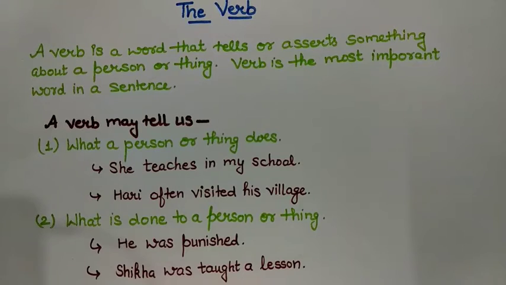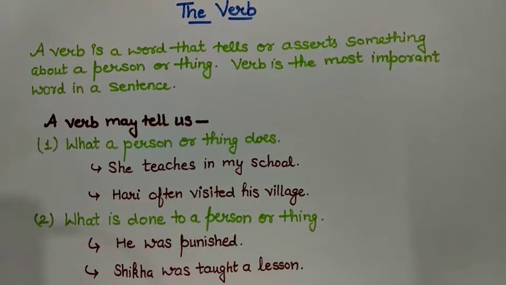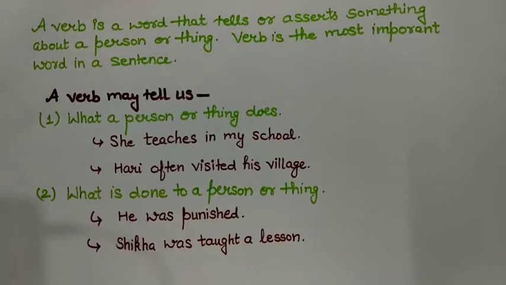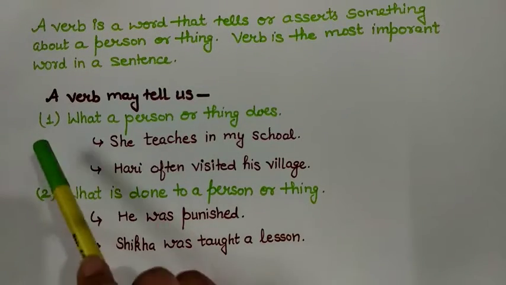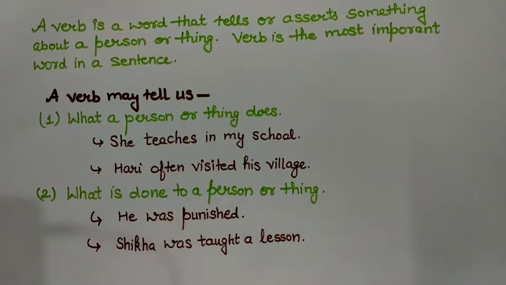Now, the first and foremost thing: what is a verb? A verb is a word that tells or asserts something about a person or a thing. Actually, the verb is the most important word in a sentence. A verb shows what is happening in the sentence. In a sentence, a verb may tell us what a person or thing does.